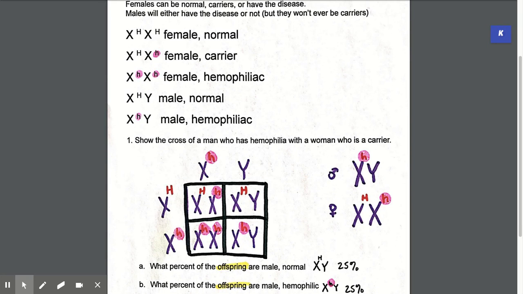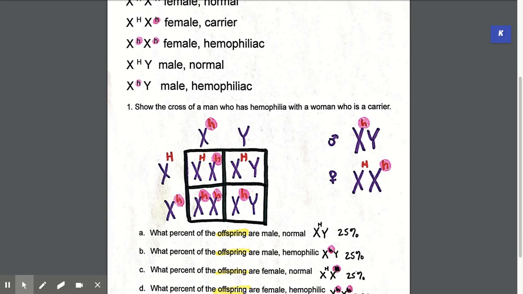In terms of males, we have a male here, XY, that has the capital H. Again, the capital H is the normal X chromosome. So this male is normal, does not have hemophilia. And then this last example here is an X with a lowercase h and a Y. So the individual is male, but that lowercase h means that that male has hemophilia or is a hemophiliac.